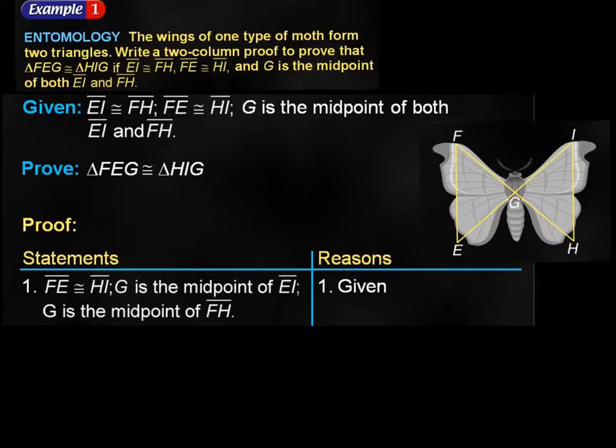So we have segment FE is congruent to HI, and G is the midpoint of EI, so that's going to make those two congruent, and G is also the midpoint of FH, so that means those are congruent. Okay, that's just marking up what I know about midpoint, but we have to actually state that. So step 1 was just stating the given.